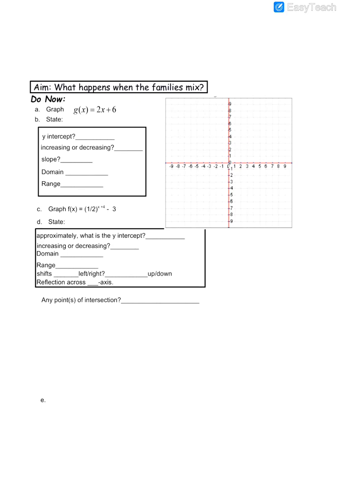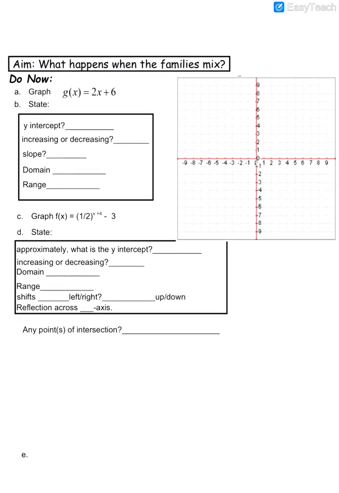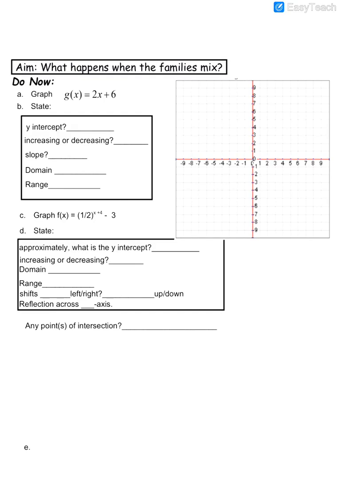Okay, good morning. So today we're going to be graphing a system of equations, and that's going to be linear, which is a line, and exponential functions, which is either going to be an increasing or decreasing function. Okay, so let's take a look.